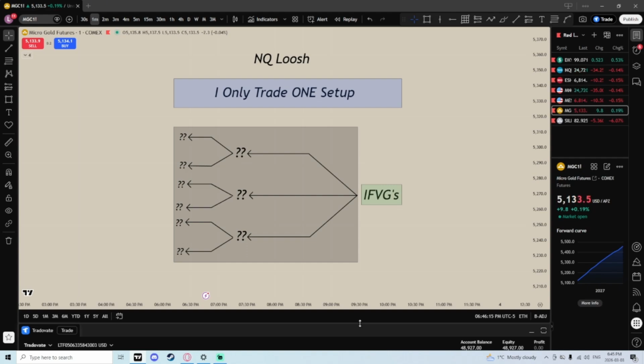I only trade one setup, and I'm going to show you exactly what I look for every single day. The entry model I use are IFVGs, also known as inversion fair value gaps, and these are the three main steps to this entire strategy, and I'm going to explain how simple they are.